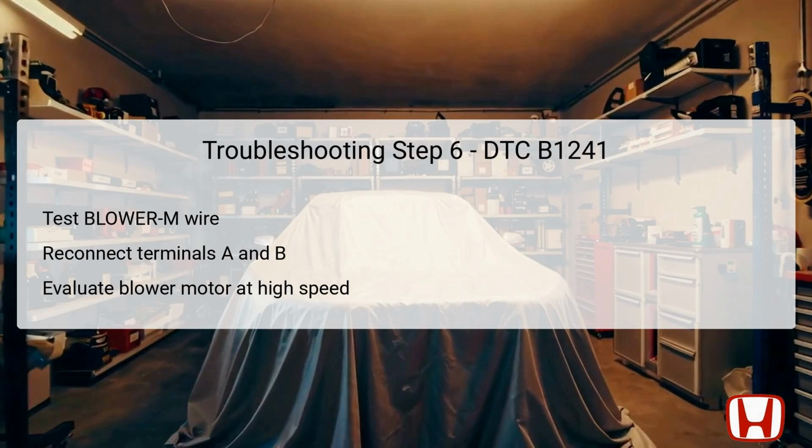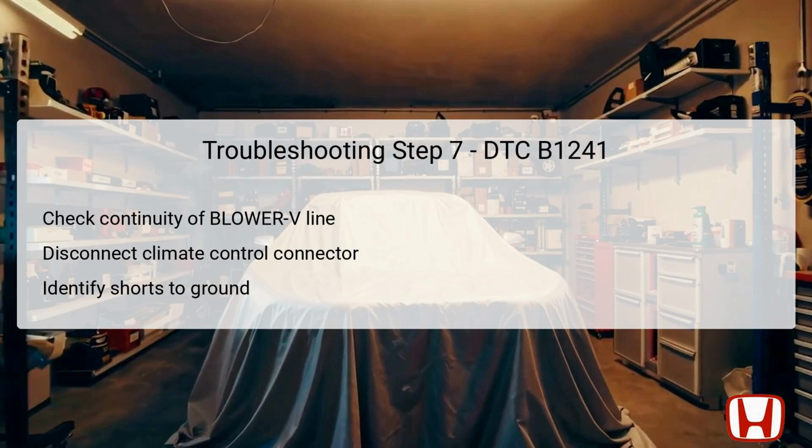Positive results indicate that the blower M wire is intact and functioning correctly, permitting progression to step 7. Conversely, if the blower motor does not run at expected capacity, it signifies an open issue in the blower M line, necessitating further examination and repair of this specific wire.